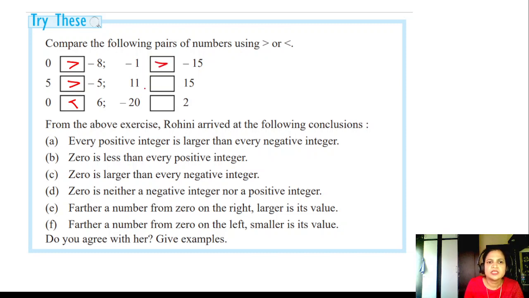11 and 15, both the signs are positive now. Which number is greater? That is greater. Now, minus sign and positive sign: the number having the positive sign is the greater number.